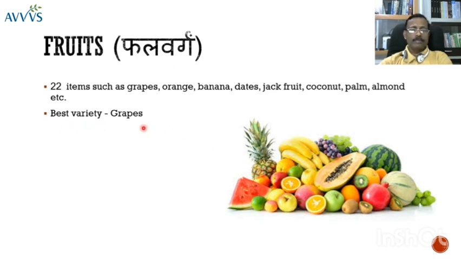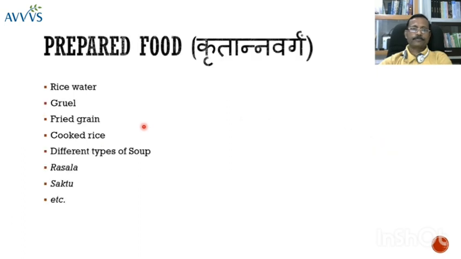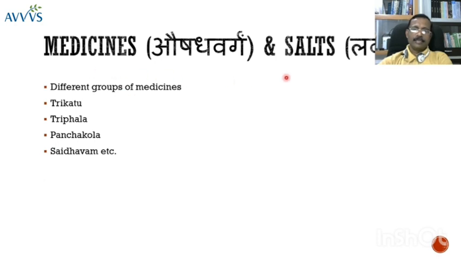So the best variety among fruits is mentioned to be the grapes. And regarding prepared food, rice water, gruel, fried grains, cooked rice, different types of soup, some specific preparations like resala, saktu, etc. are mentioned in that chapter. And medicines and salts, different groups of medicines, Trigadu, Triphala, Panchagola, etc. And salts like Saindhavam, Samudra Lavanam, that is our common salt. Saindhavam is a peculiar type of salt which is healthier than common salt. Such details are there.